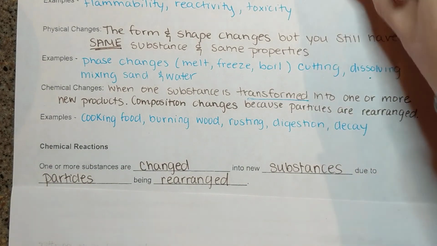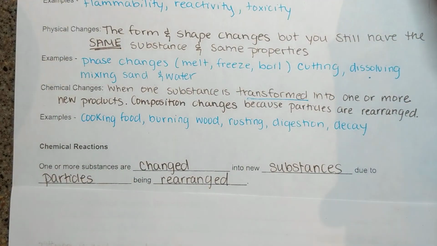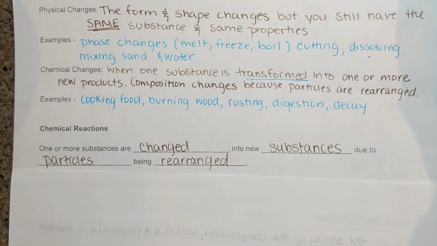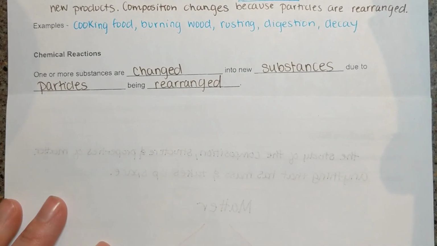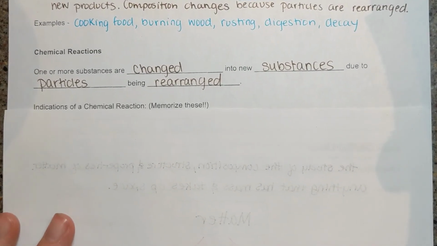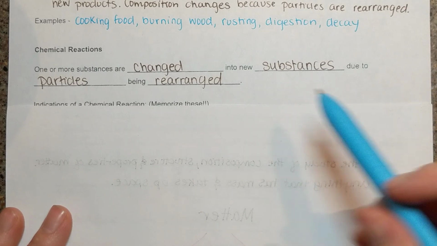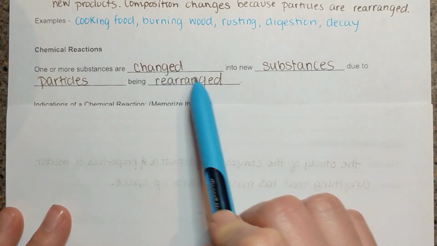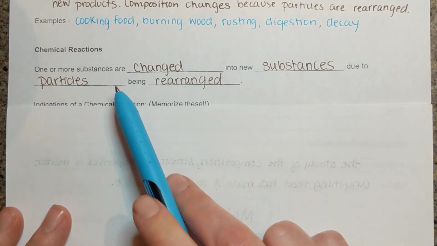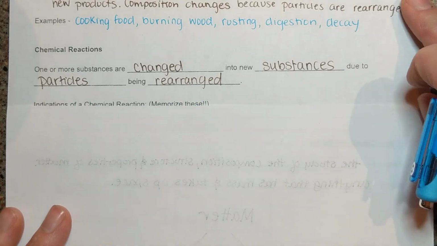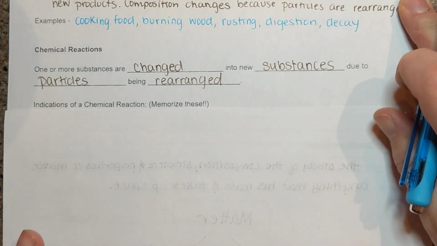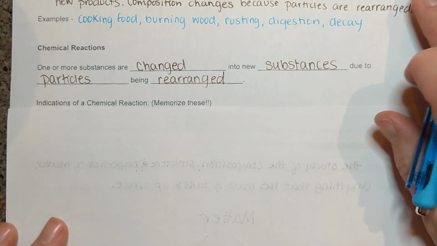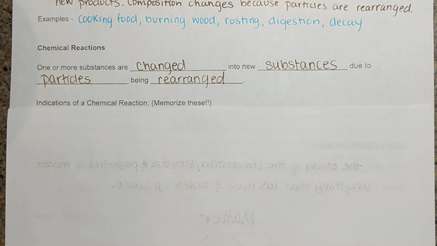Okay. So that leads us to, well, what are these chemical reactions? We know in chemistry we have chemical reactions, and we'll spend a whole unit talking about them. And a chemical reaction is where one or more substances are changed into new substances due to our particles being rearranged. So we'll eventually be able to predict this, but without even thinking about the actual elements, we should be able to look at something and say, yep, that's a chemical change.